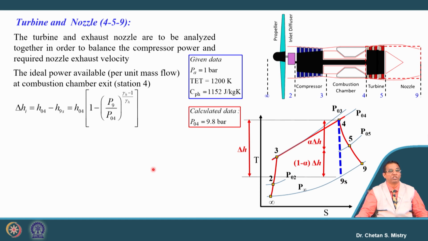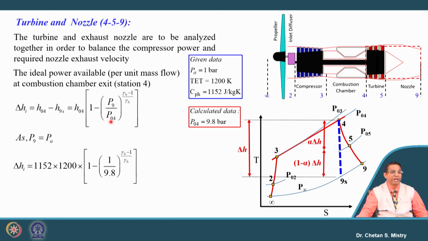So this delta H we can calculate, it is nothing but h04 minus h09s. We have information about what is our exit pressure. Let's say we will be taking that as atmospheric pressure. We have information about the pressure at the entry of the turbine. It says it is 9.8 bar. So if we put these numbers, we can calculate our delta H_I, and this delta H_I is coming to be 597.72 kilojoule per kg.